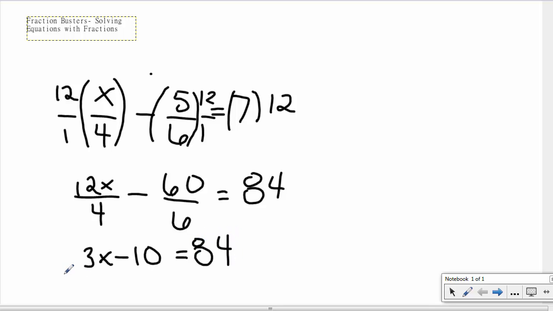Now, we have a two-step equation that doesn't involve any fractions, and we can solve. If you need more help on solving two-step equations, keep an eye out for my upcoming videos, Solving Equations.